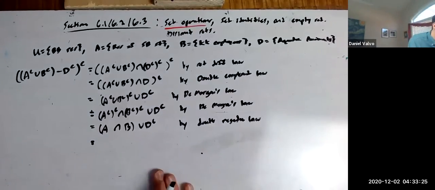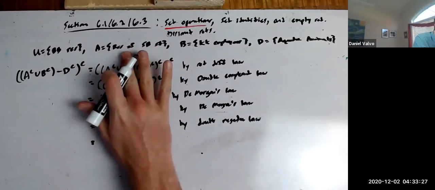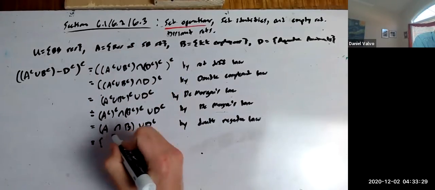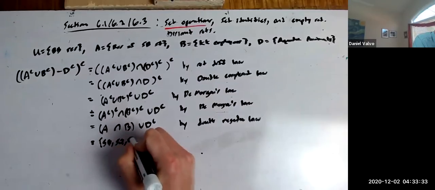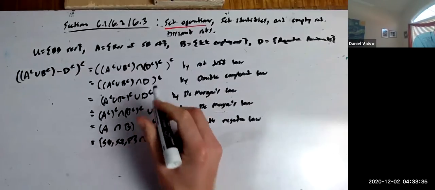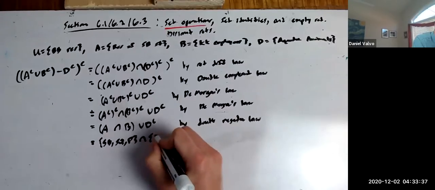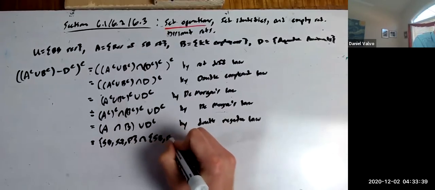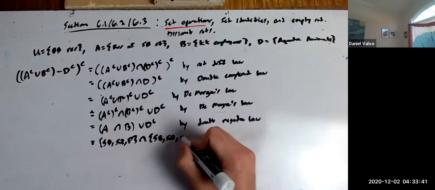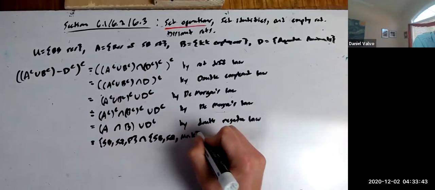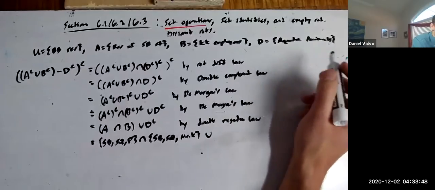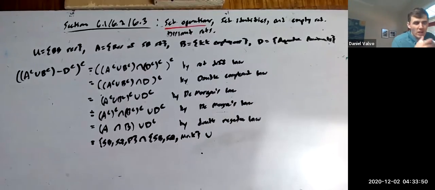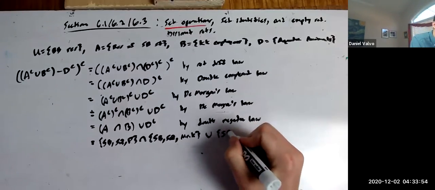So let's talk about what this means. A are the residents of SpongeBob Street, and that's just SpongeBob, Squidward, and Patrick. B is Krusty Krab employees, which is just SpongeBob, Squidward, and Mr. Krabs. And then D is aquatic animals. If we take the complement of that, that's everyone that lives in Bikini Bottom that's not an aquatic animal, which is just Sandy Cheeks.